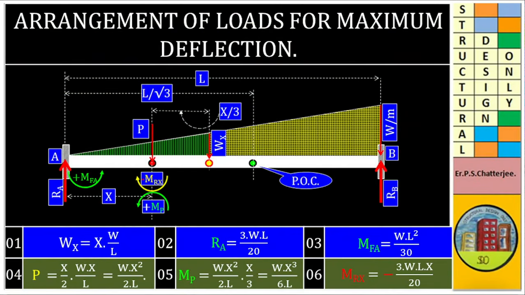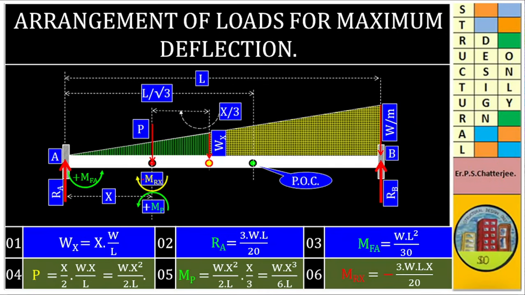Arrangement of loads for maximum deflection. Say at a distance x from the left hand side, maximum deflection will occur. Now Wx is equal to x into W by L. RA is equal to 3WL by 20, and MFA is equal to WL square by 30. Now the total load on the left hand side of this x is P. P is equal to x by 2 into Wx by L, which is equal to W x square by 2L.